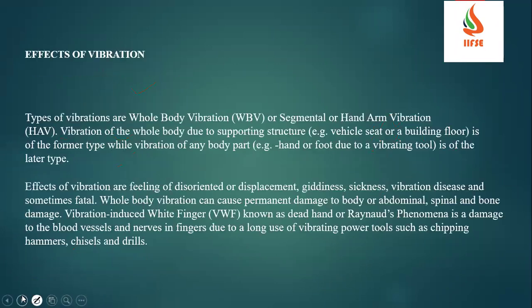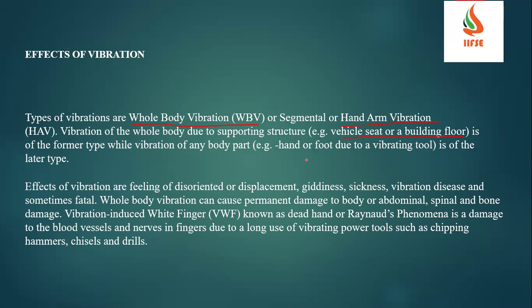Now we'll see what are the effects of vibration. There are 2 types of vibration effects. One is whole body vibration. The other one is hand-arm vibration. If you see vibration of the whole body due to the supporting structures, the best examples are a vehicle seat and a building floor, which is of the former type. Vibration of any body part, such as the hand or foot, due to a vibrating tool is of the latter type.